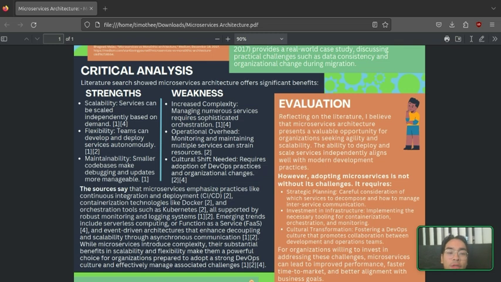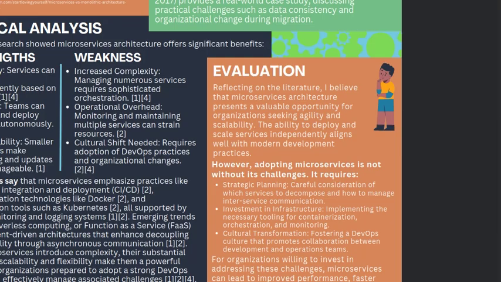But adopting microservices isn't without challenges. It takes a lot of planning and careful consideration to migrate your system over. In the case study I looked into, there were a lot of challenges with migrating everyone over, and it takes a lot of investment, tooling, and a big culture shift, like I was talking about earlier. For organizations to invest in this, there will be a lot of challenges, and a lot of market factors.